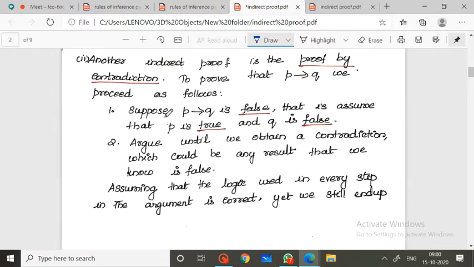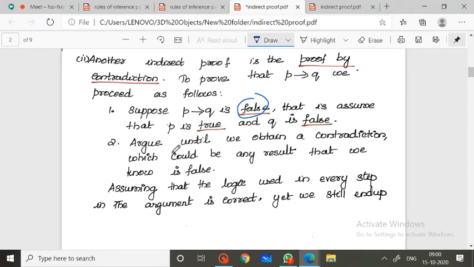That means suppose p implies q is false, that is, assume that p is true and q is false. You have to assume that p implies q is false. The given statement is false. We are assuming, suppose the given statement is false, means p is true and q is false. So what do you have to do?